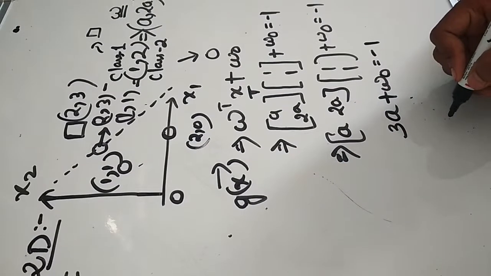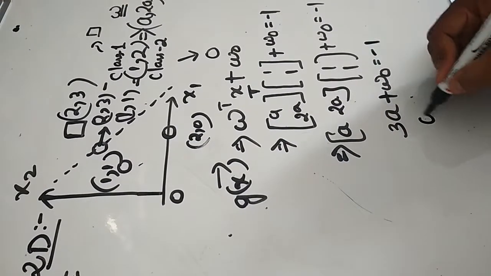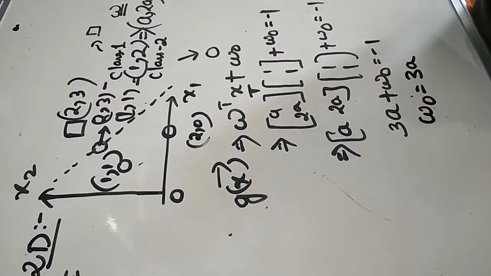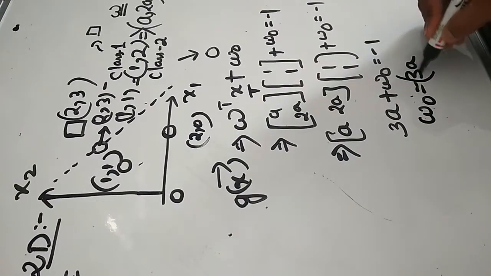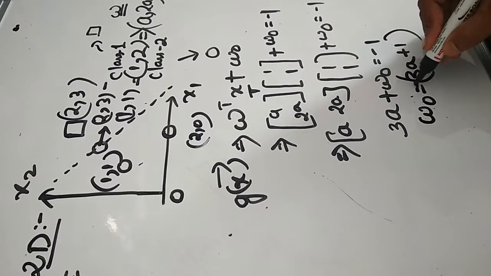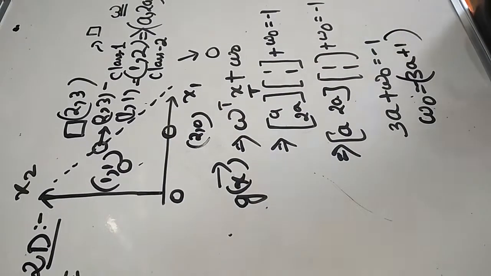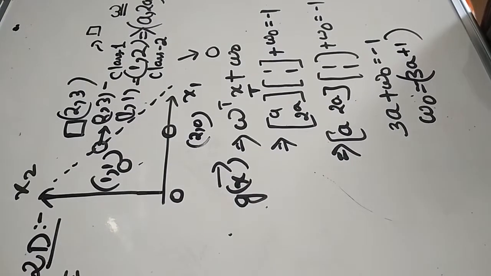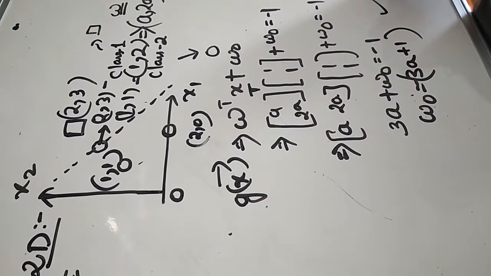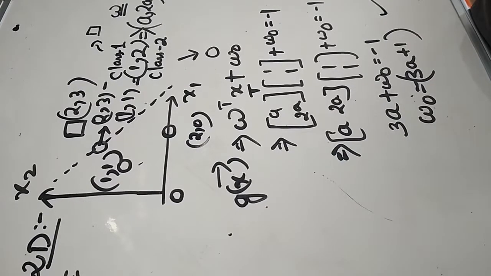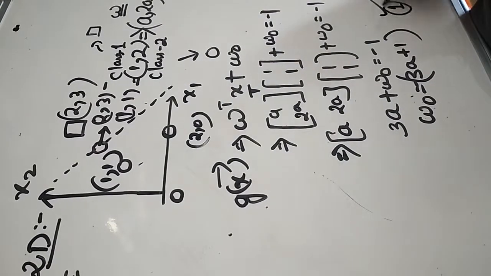Okay, w1 is equal to minus 1, and w0 is equal to 3a. Okay, minus 3a plus 1. This is for 1 comma 1. Then we will add this. So this is our equation. Okay, we will find the equation, that will be equation 1.